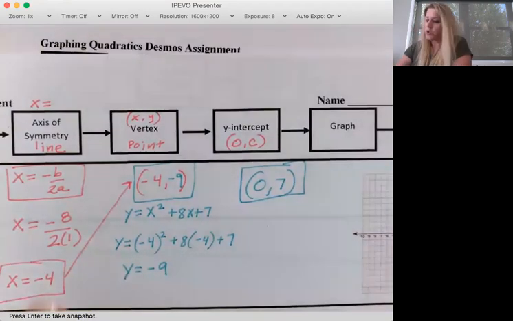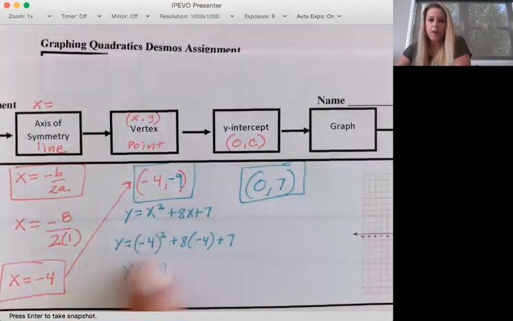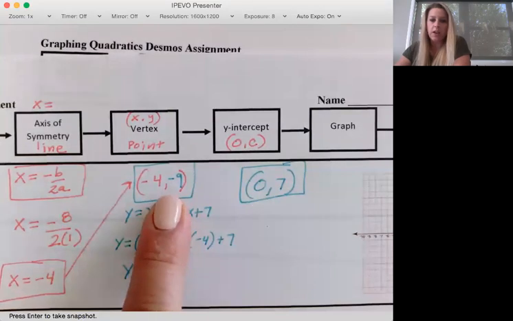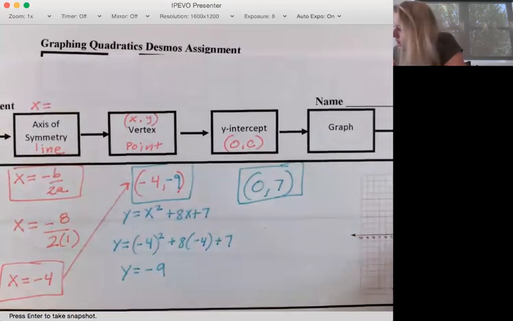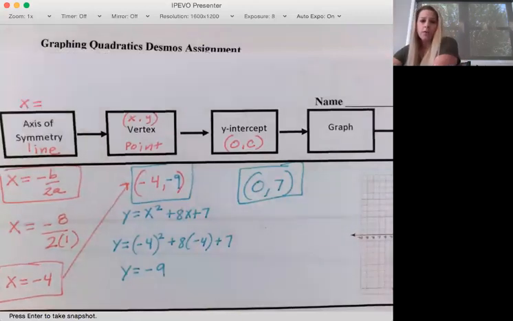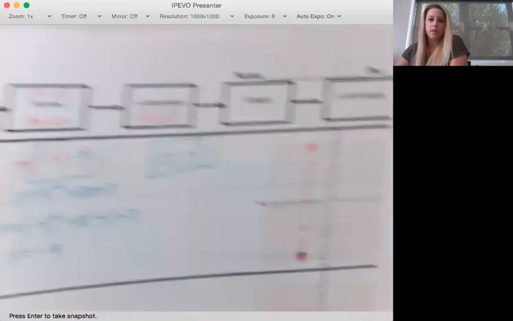Okay, so we drew our line at -4. Now we're going to find this vertex at (-4, -9). So I already have -4. I'm going to go down to -9, which is right here. There is my vertex, okay? I also, whoops, sorry, just noticed you can't see that.